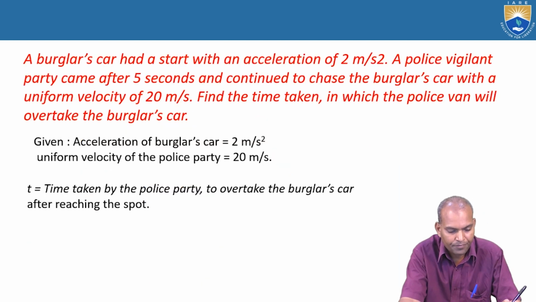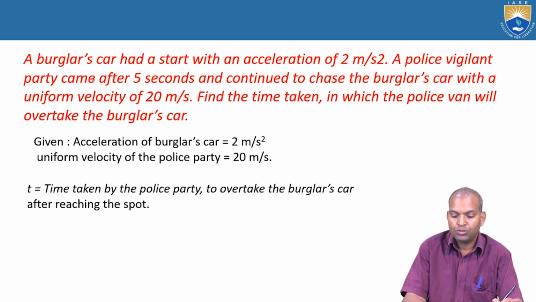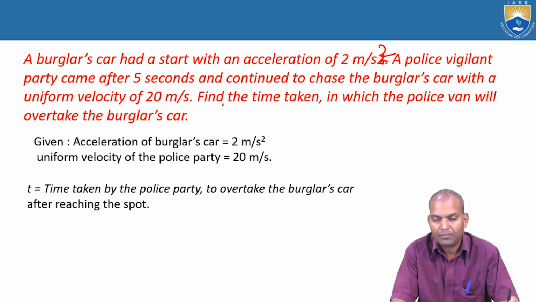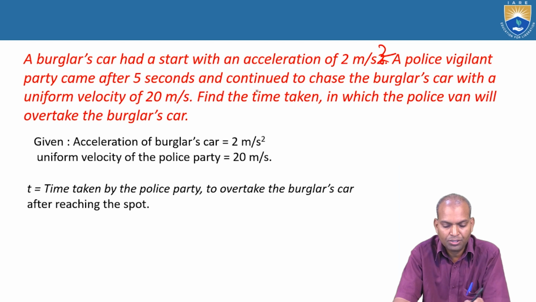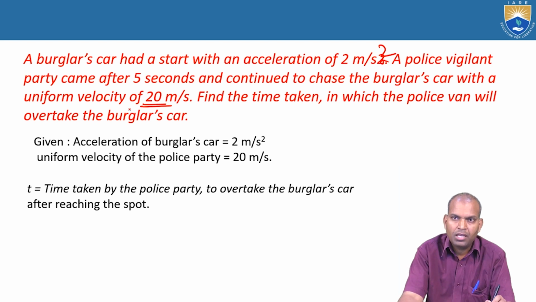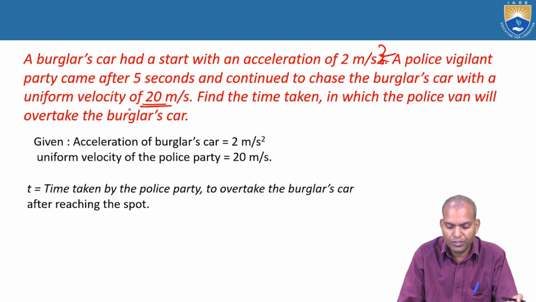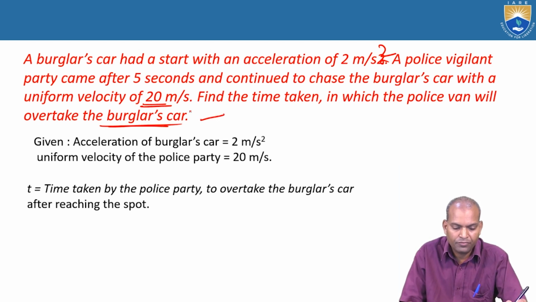Okay, the next problem, let us begin here. A burglar's car starts with an acceleration of 2 meters per square second. A police vigilant party came after 5 seconds and continued to chase the burglar's car with a uniform velocity of 20 meters per second. Find the time taken in which the police van will overtake the burglar's car.